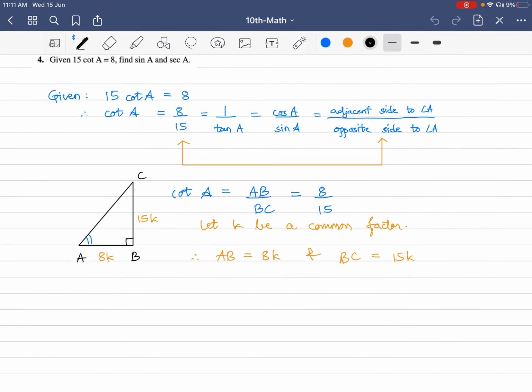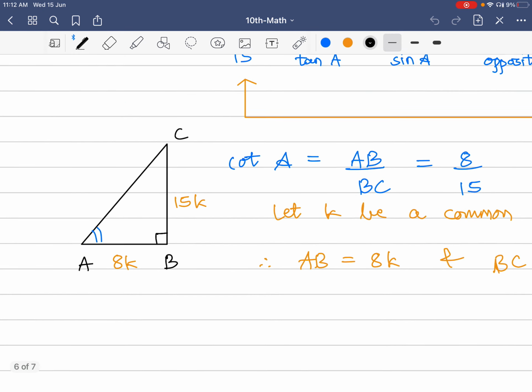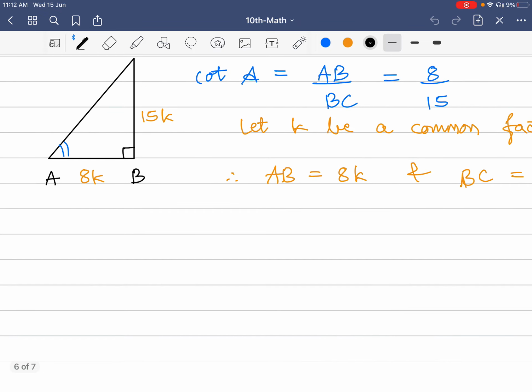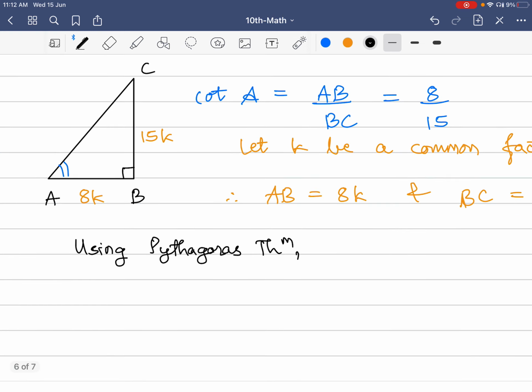Okay. So now using Pythagoras theorem for this triangle, we have AC square is equal to AB square plus BC square. That is equal to, what is AB? AB is equal to 8K the whole square, plus BC is equal to 15K the whole square.